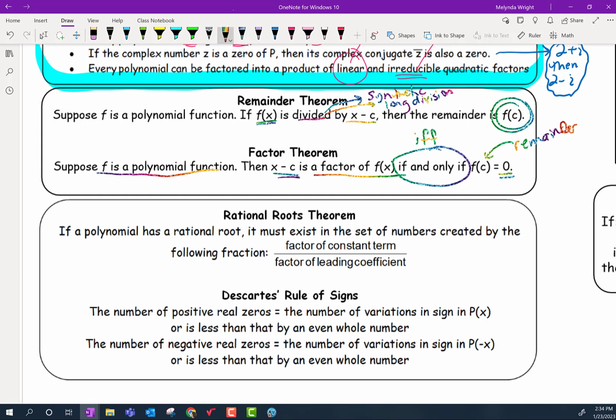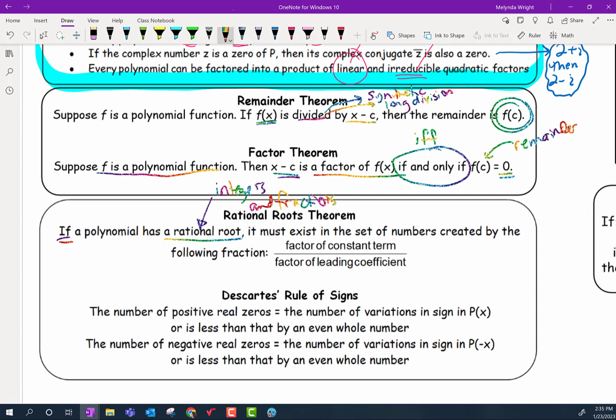It'll be fine. So if a polynomial has a rational root, okay, there's a vocabulary word. What does rational mean? Rationals are integers and fractions. That's what rational roots are. Irrational, remember, are like square roots. And imaginary are the i's. This theorem only works on integer and fractional roots. That's it. It does not work on irrational or imaginary.